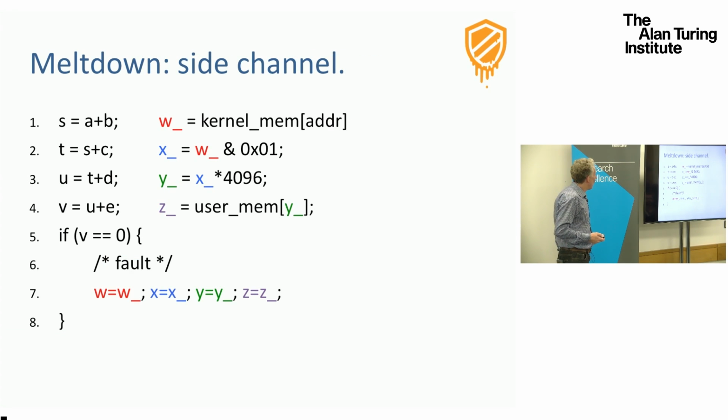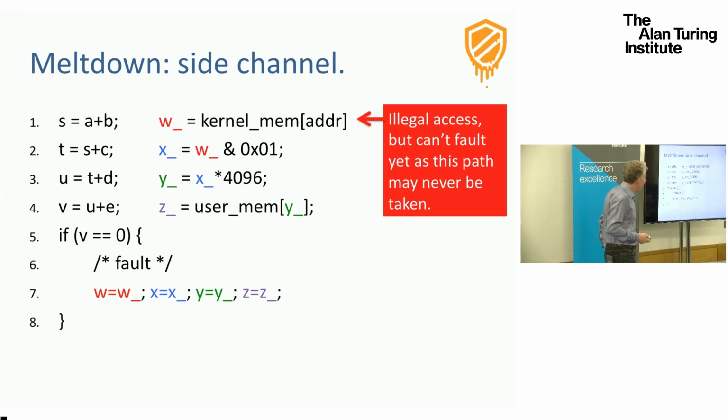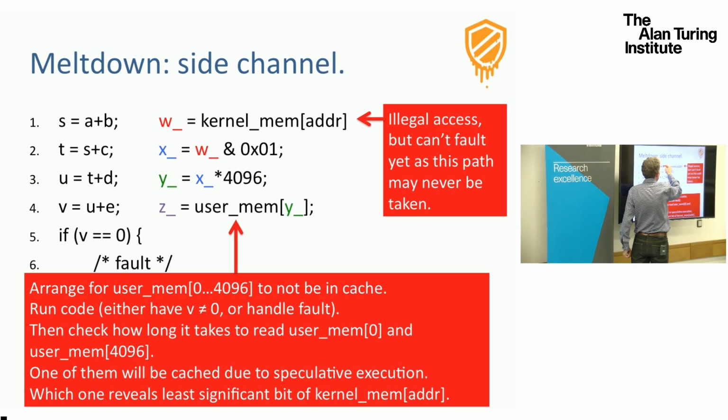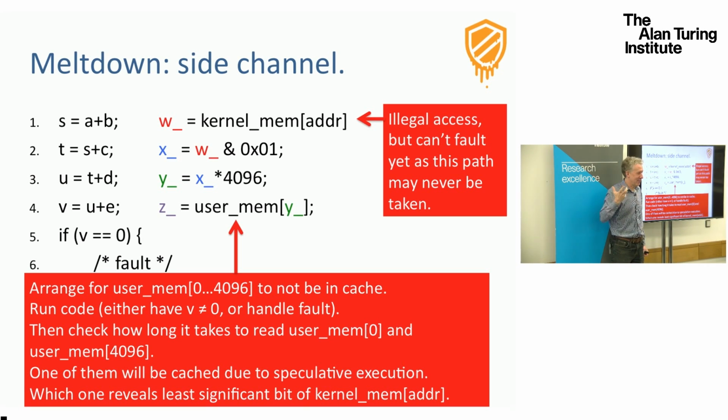So what's going on here? Well, we can't fault here yet, so we don't take that path. What do we do, though? Let me talk you through precisely what's going on here, because it's a little bit subtle. We've got some value in W that we should not have been able to see. But we're being malicious, and we want to see it. So how do we see it?